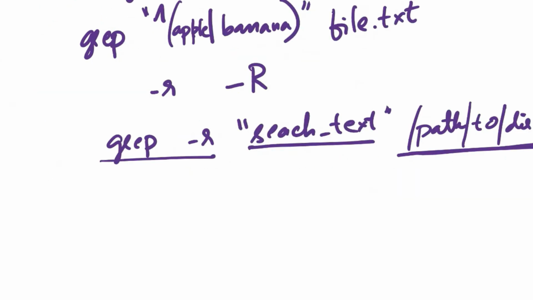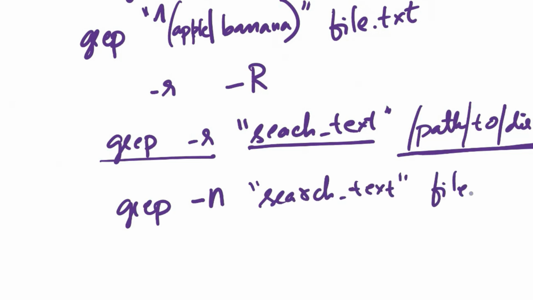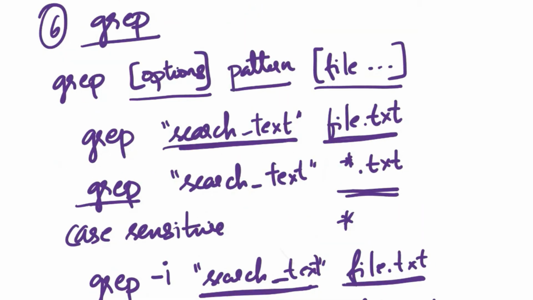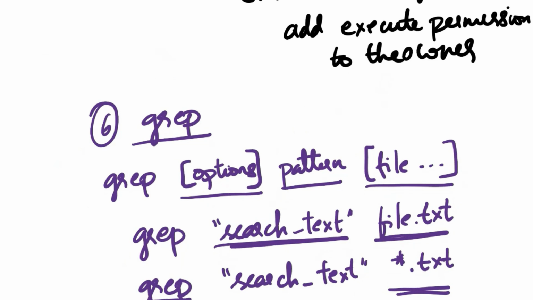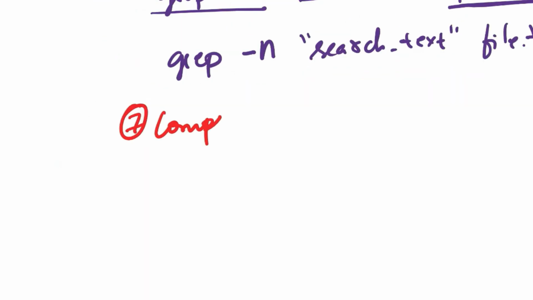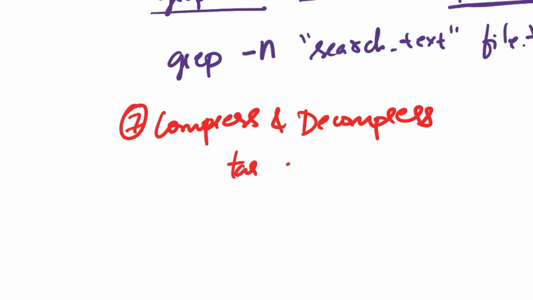Next, if you want to show line numbers in the output, then you use the -n option, same: grep -n search text, then file.txt. The grep command is a versatile tool for searching and extracting information from text files. It's particularly useful for tasks such as log file analysis, text processing, and finding specific strings or patterns in large data sets.